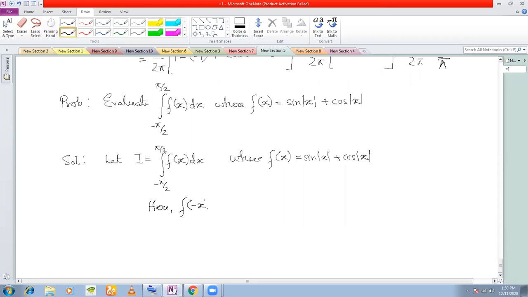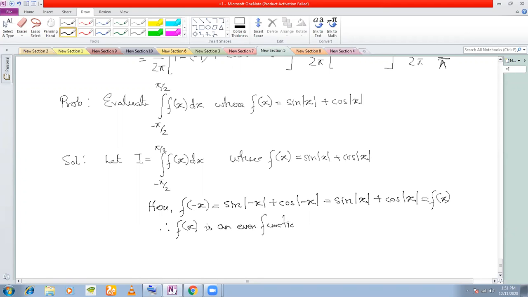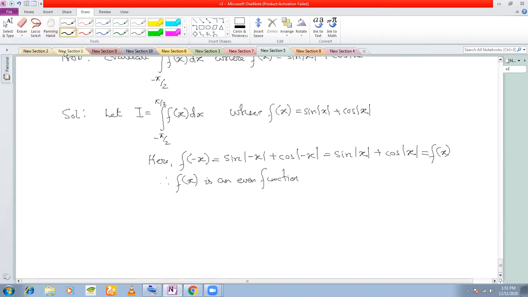So here f(minus x) is equal to sine of minus mod x plus cos of minus mod x, which is equal to sine of mod x plus cos of mod x, because mod of minus x is simply mod x. That means it is equal to f(x). That means f(x) is an even function. So what does this integral become? Therefore, I is equal to twice the integral 0 to pi by 2. Twice integral 0 to a.